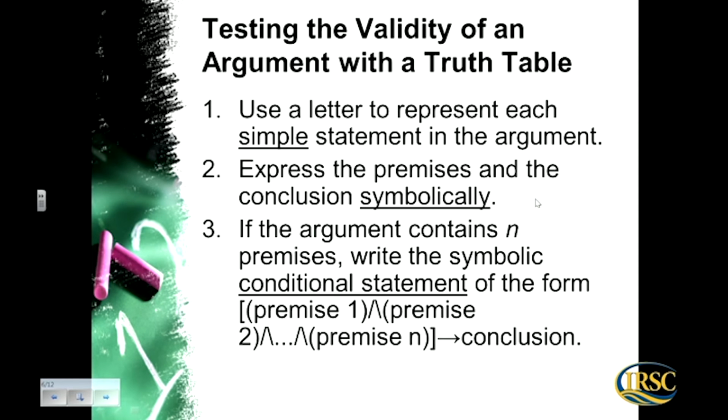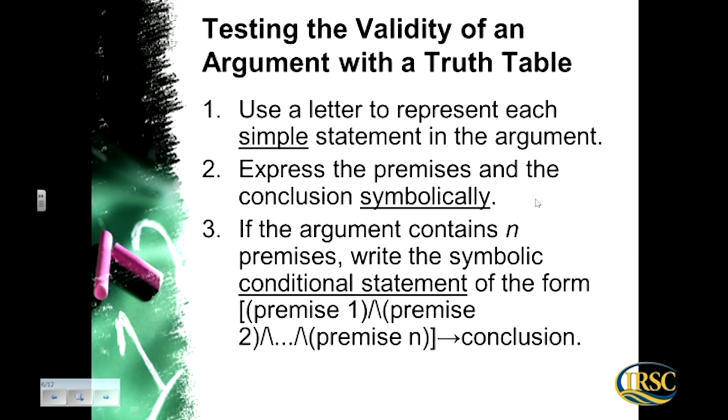If the argument contains n premises, write the symbolic conditional statement of the form here. So basically what this is saying is that even if there are more than 2 premises, you're going to take premise 1 and premise 2 and premise 3 until you run out of premises. And you're going to put brackets around all of your premises. Then you'll have an arrow that leads to your conclusion. Now, if your conclusion has more than 1 letter in it, you have to also put your conclusion in parentheses as well. So any statements that have more than 1 letter, you need parentheses around them.